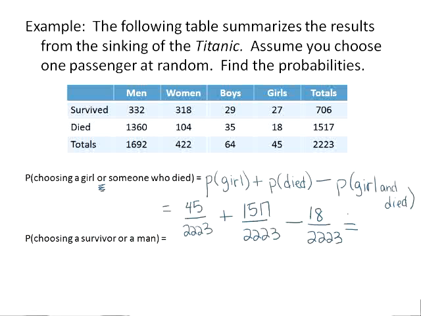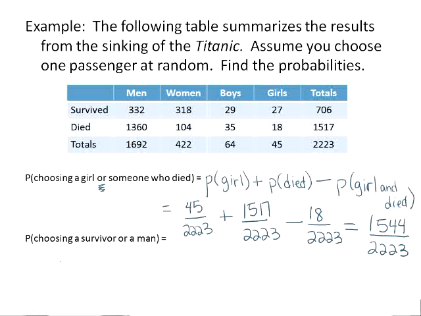So adding and subtracting these fractions, I get 1,544 divided by 2223. Now this fraction does not reduce, so we will leave it in that form. Remember, if you're asked for the decimal of that, just perform the division and round it off as the directions state.